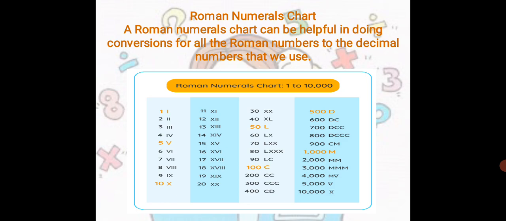300 triple C, 400 C and D altogether, 500 only D, 600 D and C together, 700 D and double C, 800 D and triple C, 900 C and M, 1000 M, 2000 M and M, 3000 M, M and M means triple M, 4000 M and V, 5000 only V. Sorry children, again I am repeating, I have told you.